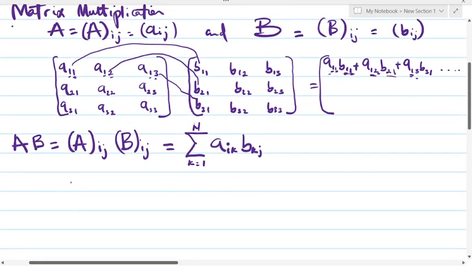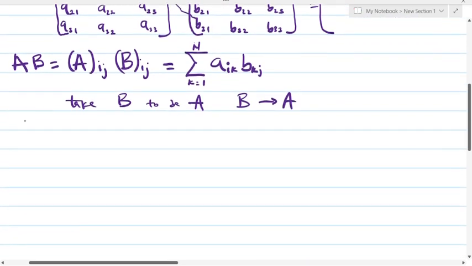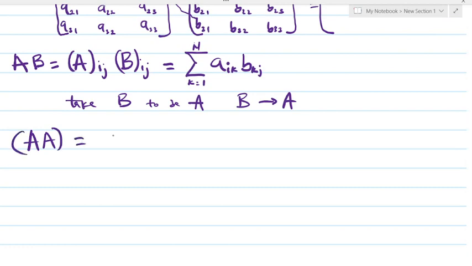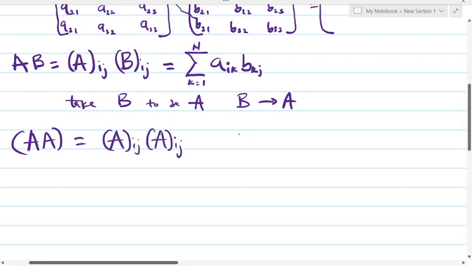Now if we take B to be A, we substitute A for B, then we are going to have A times A, which equals a_ij times a_ij, and I can just write this as A squared with subscript ij. Then we are going to have the summation, k equals 1 to n, of a_ik times a_kj, and that will be our result.